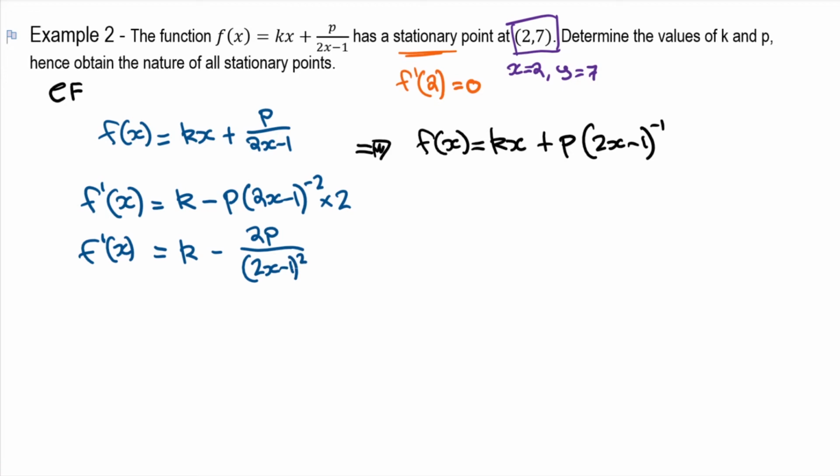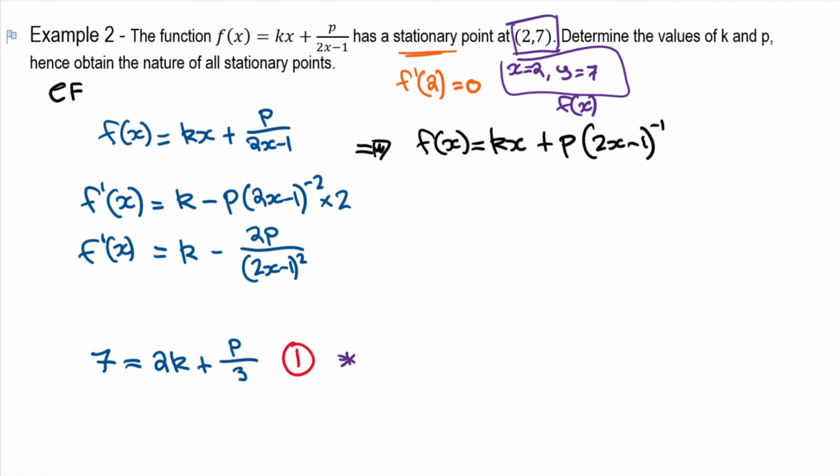Now I've got a little bit of information here. This stuff here is for just the function f of x. That is a point defined on f of x. So I can substitute that in. I can say that when y is equal to 7, x is equal to 2. So instead of kx, I've got 2k plus p over, and when x is 2, that would be 2 times 2, which is 4, minus 3. So I get that equation there using that bit of information.